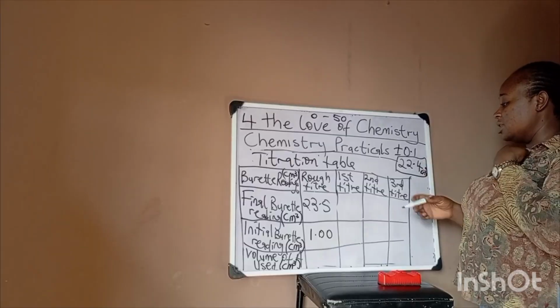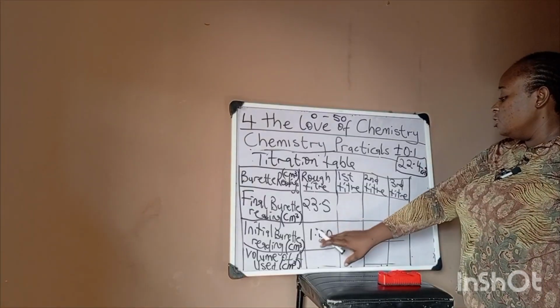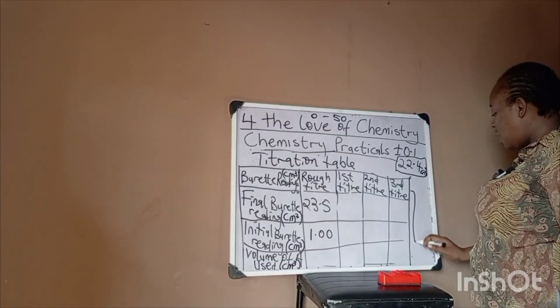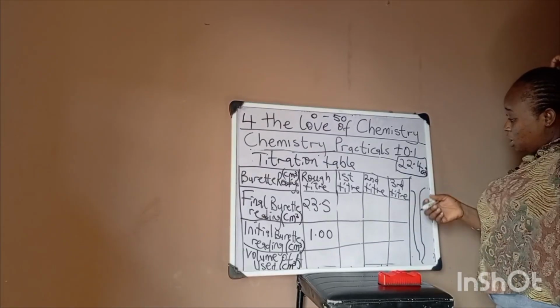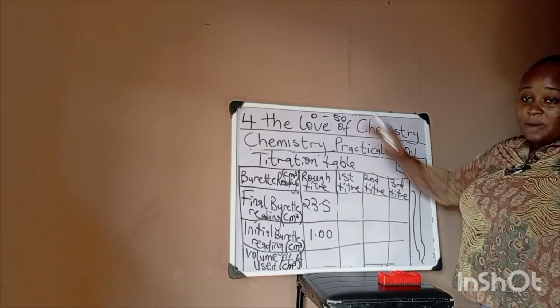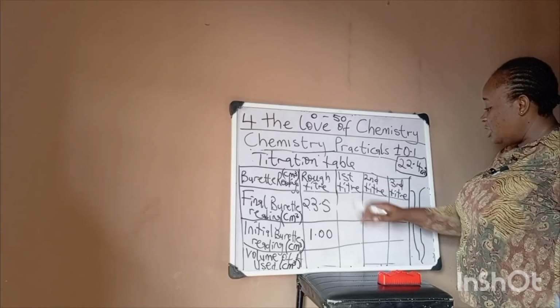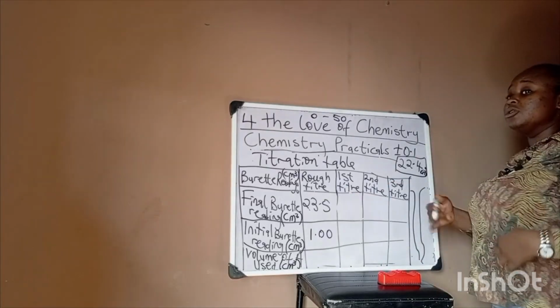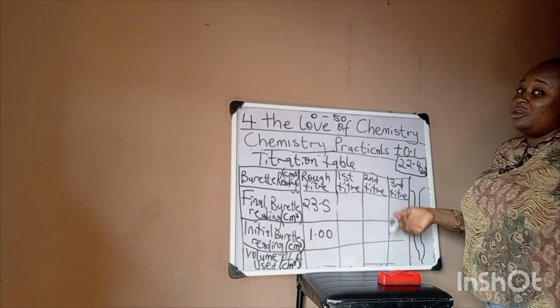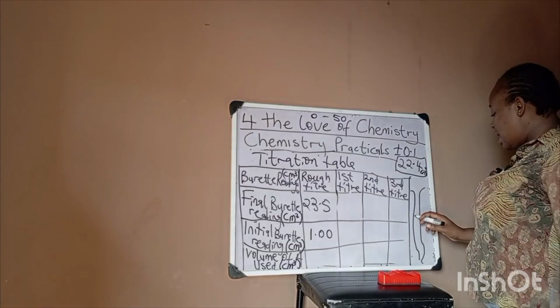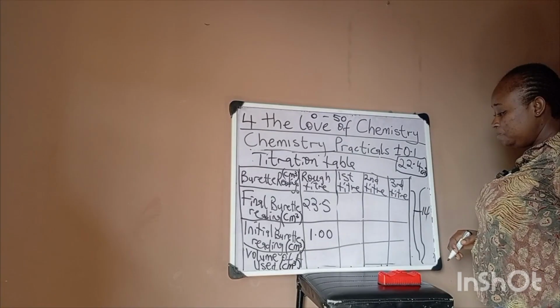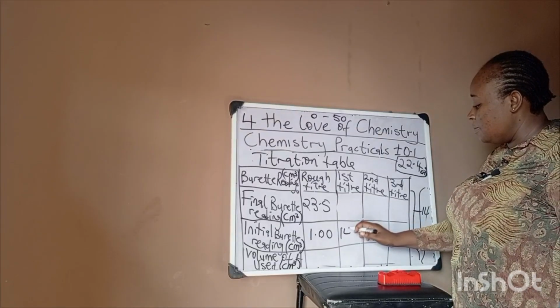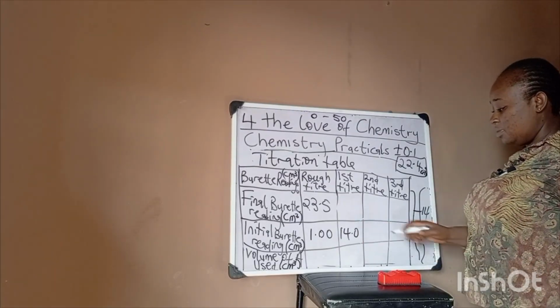So the first method, like I've said, is to check just your initial burette reading. Just pick something that you know that when you add it together, it will not be above 50. Your initial burette reading and your final burette reading must not be above 50. Otherwise, you tell us how you got it. So let's say I pick something. Let's say initial burette reading to be 14, and I write 14.0.